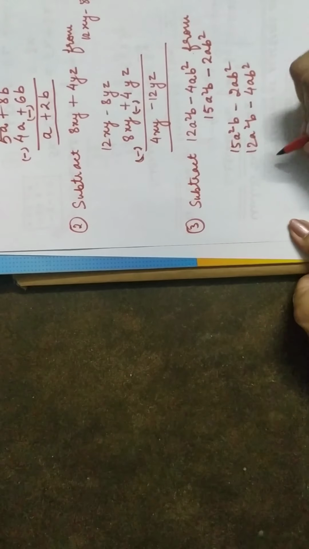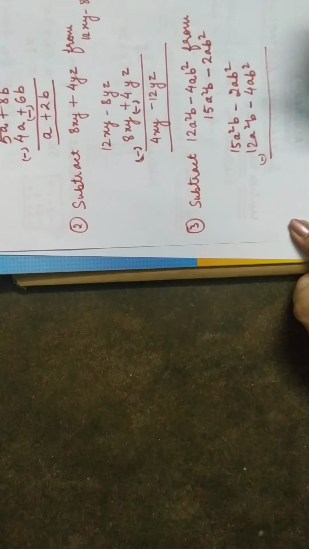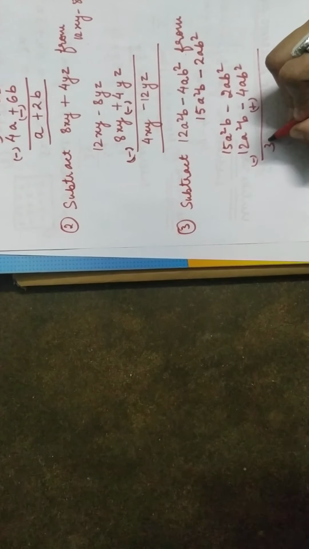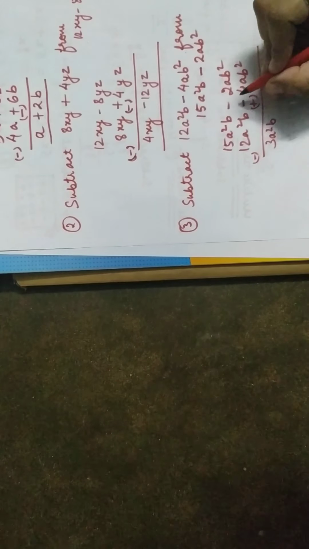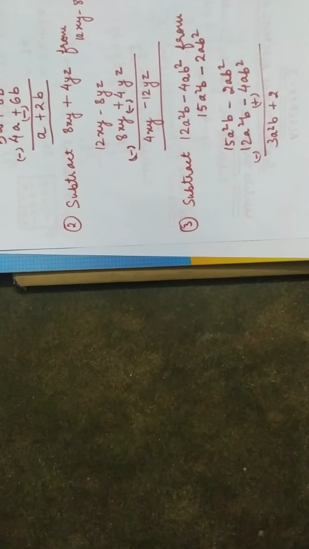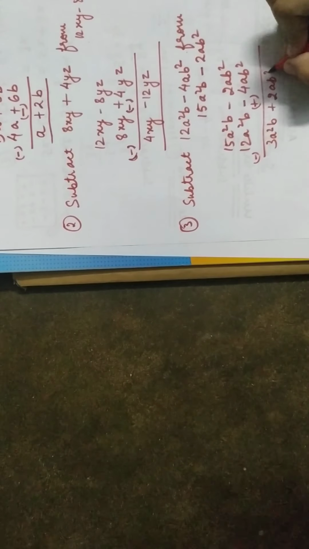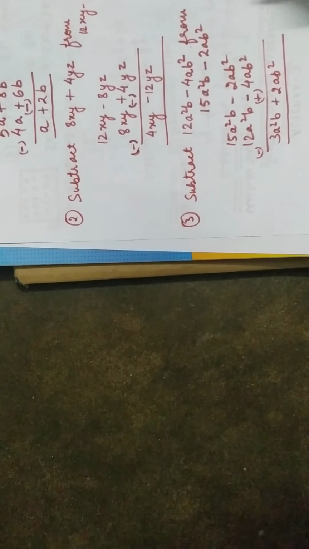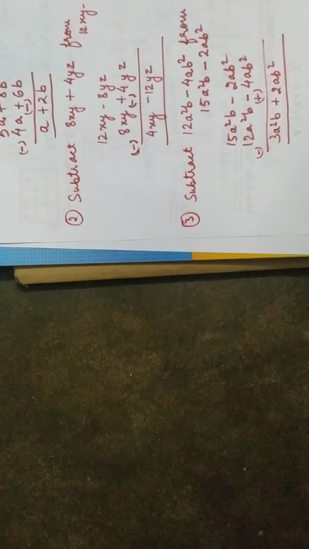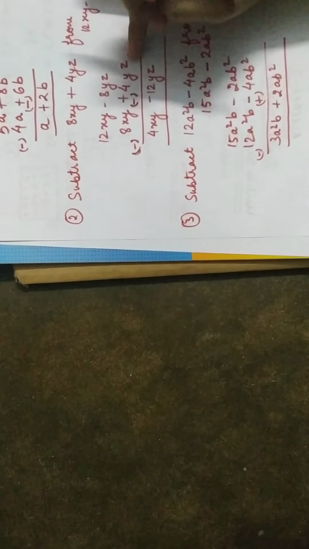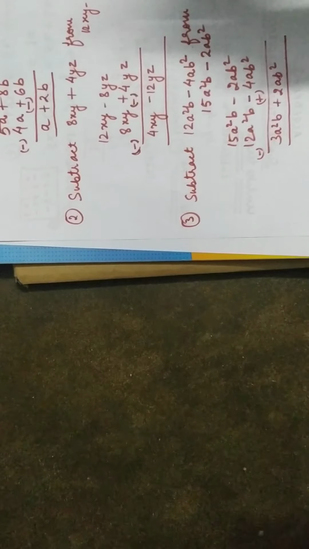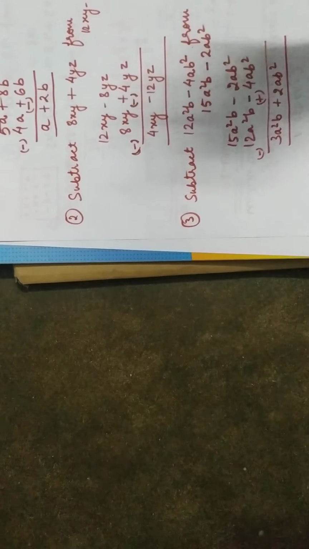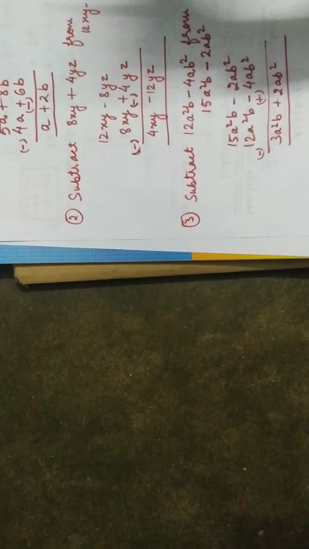Now here the signs will be changed. Plus 12 becomes minus 12, minus 4 becomes plus 4. 15 minus 12 gives you 3a square b, minus 2 and plus 4, that is plus 2ab square. Alright, so these things you have to keep in mind, that every time we are dealing with the binomials, we have to change the sign of the term which is being subtracted, and whatever expression from which we are subtracting, it is to be written on the first row.